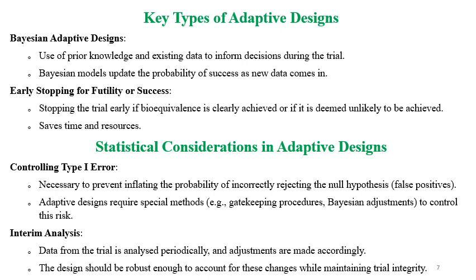Then Bayesian adaptive designs: use of prior knowledge and existing data to inform decisions during the trial. Bayesian models update the probability of success as new data comes in.